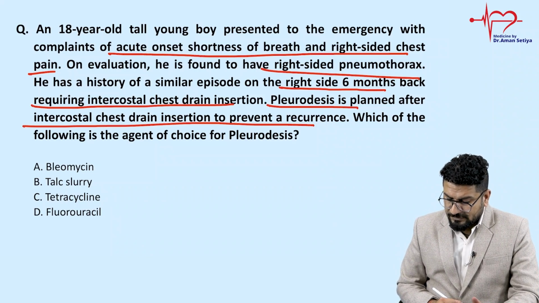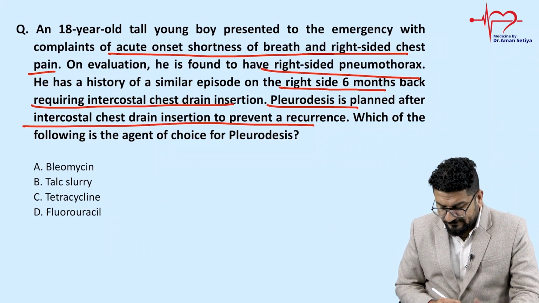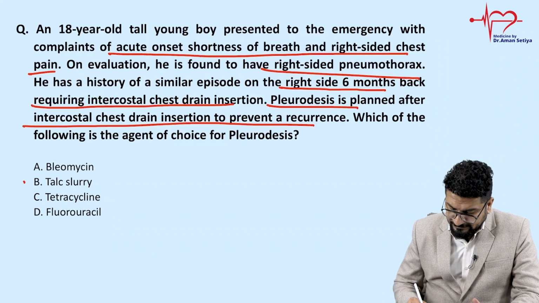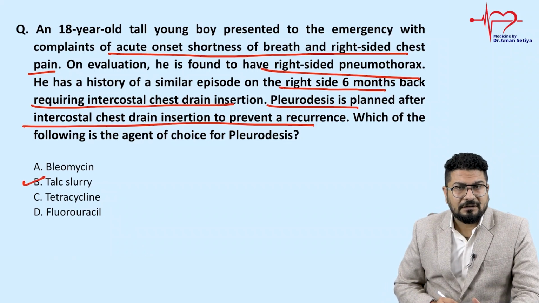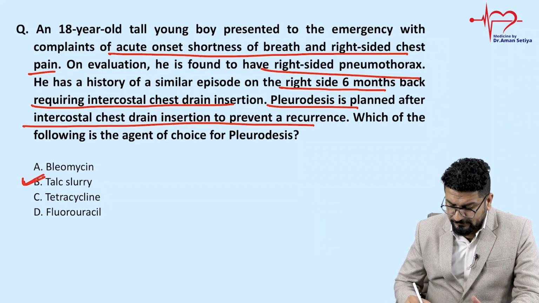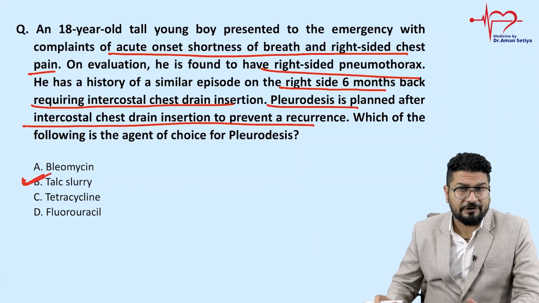Which of the following agents is the agent of choice? We can use bleomycin, tetracycline, or fluorouracil also, but the preferred of all is talc slurry, because this will not produce any sort of idiosyncratic reaction or allergies that we can see with bleomycin or any other drugs. So talc slurry is the preferred agent for pleurodesis.